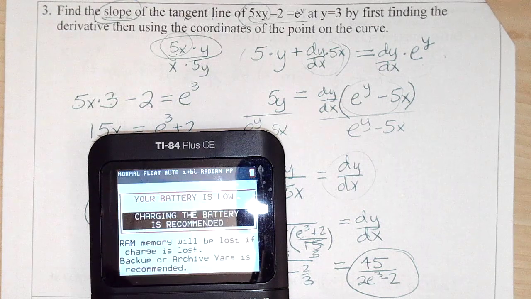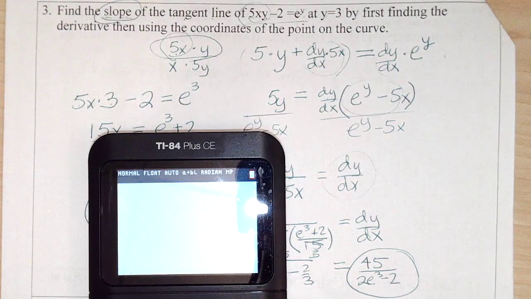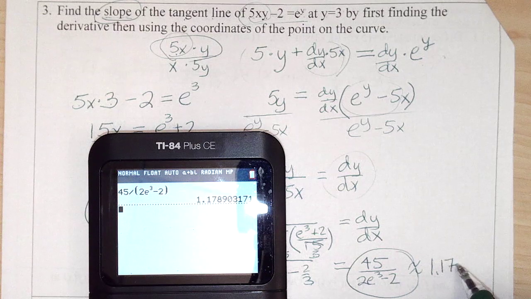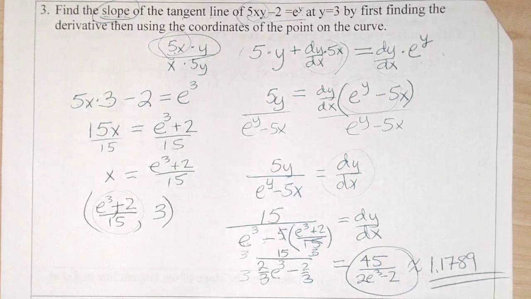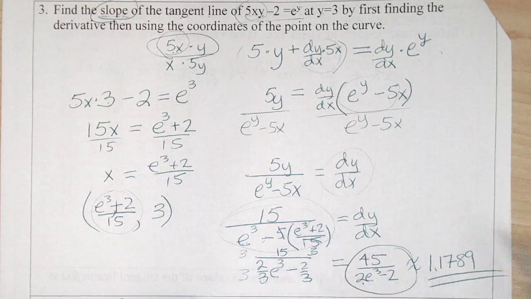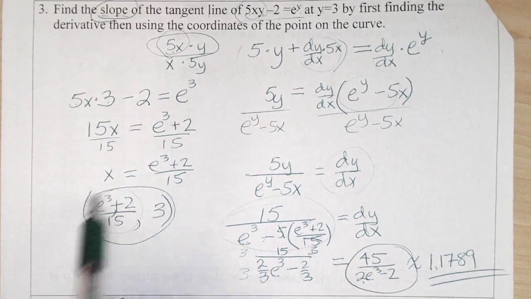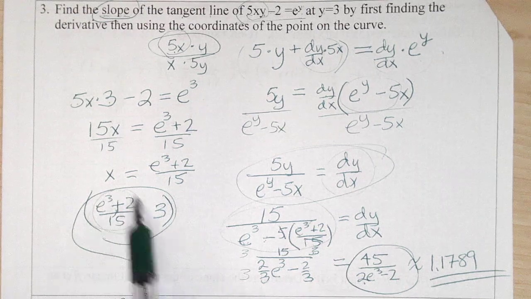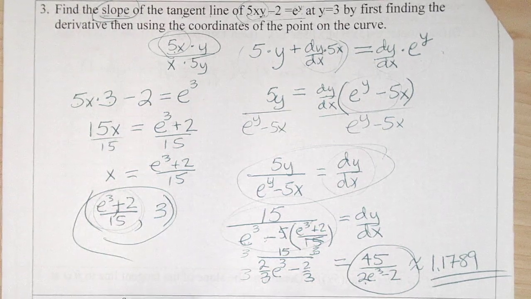But let's see what it is in decimal. 45 divided by parenthesis 2e to the third minus 2. And that comes out to be approximately 1.1789. Now, I would have accepted this answer back here before doing any simplifying. But you did need to find the point, and you did need to find the derivative, and then you need to put the point in there. Now, you could have used the decimal value of that, which was 1.4 something. I don't know. Okay?